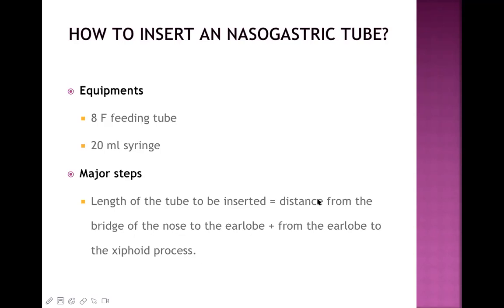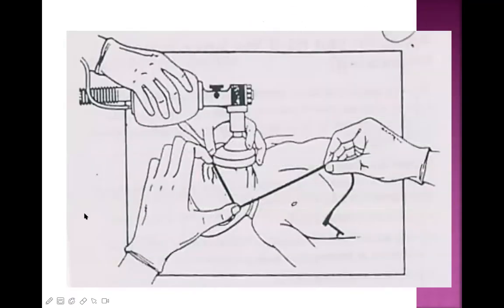Let me show you one picture, and it will make it very clear to you. See this? This is the bridge of the nose. From the bridge of the nose to the earlobe, and from the earlobe to the xiphoid process. This is the total length you are going to insert from the nose, and the tip will reach the stomach.